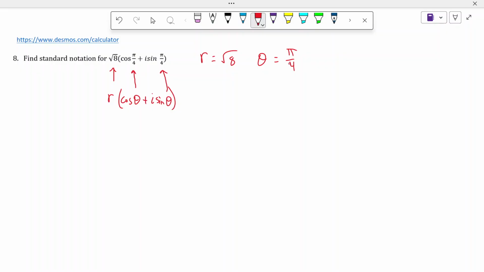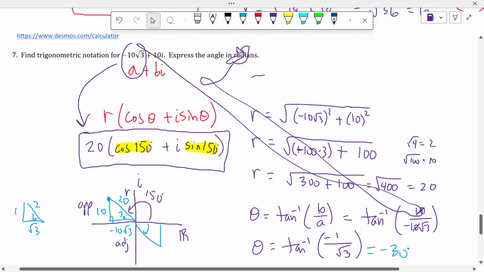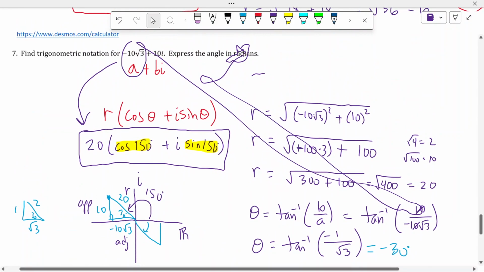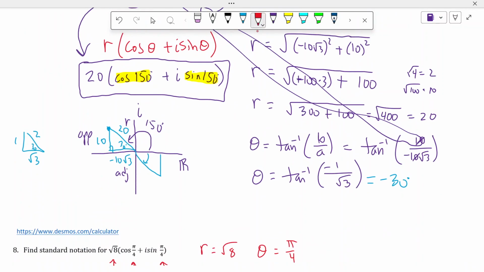Oh, you know what? I just realized since that's pi over 4, did they tell us to put the angle in radians? Yeah, my pen scribbled all over it. We were supposed to put that angle in radians. Let's quickly fix that now that I noticed it. Okay, we were 30 degrees, which 30 degrees is what? Pi over 6. 30 degrees is pi over 6. And we were 30 degrees shy from a full 180 to get our 150.